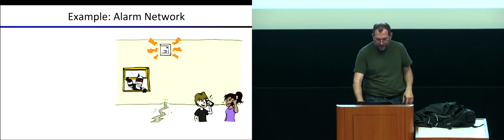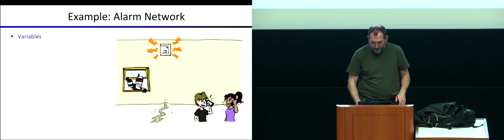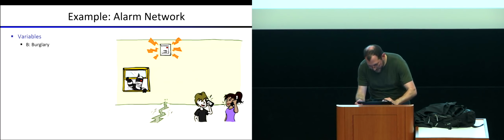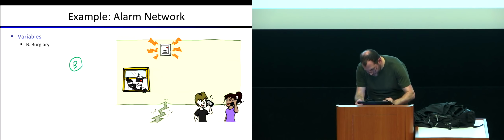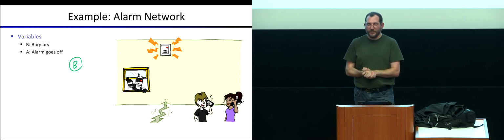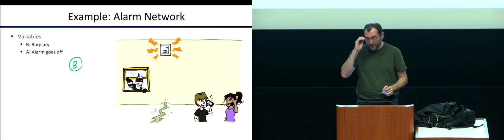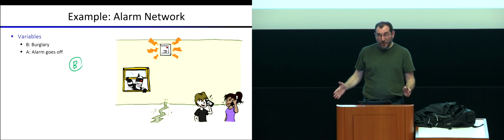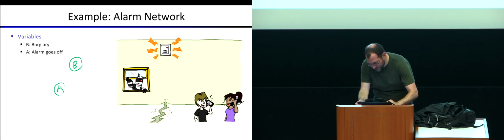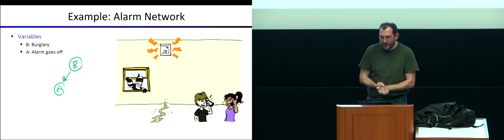Okay, alarm network. Here's the deal. The variables are, there may or may not be a burglary. Let's stick that in here somewhere. Okay. My burglar alarm goes off. Where does that go with respect to B? Well, they seem correlated. And if we're going to go in the causal direction, maybe the burglary causes the alarm.